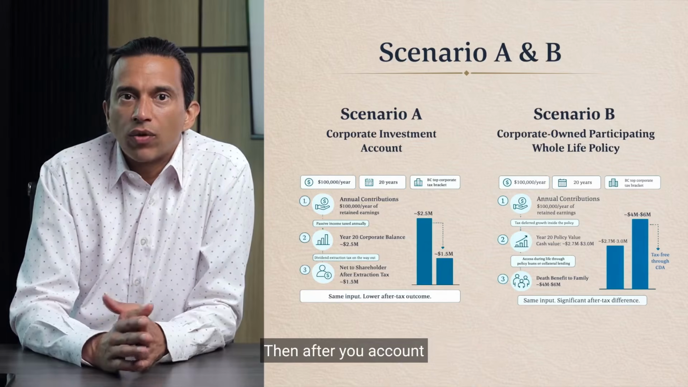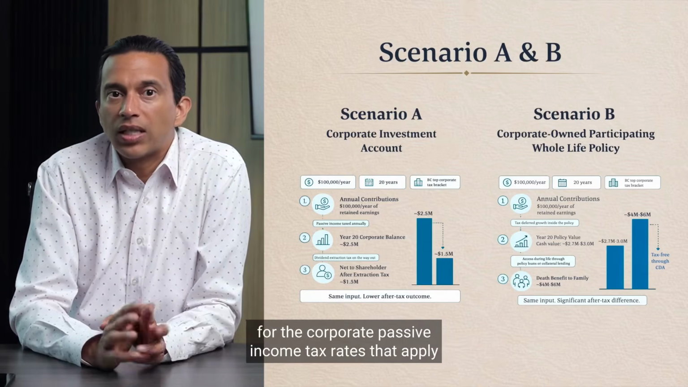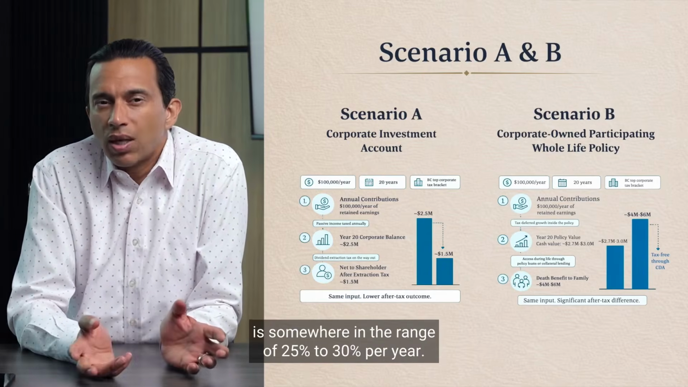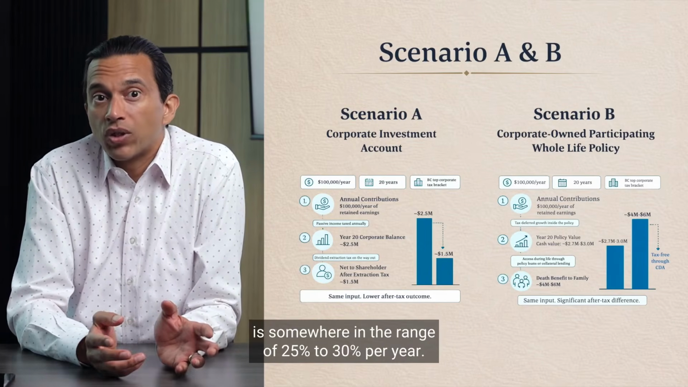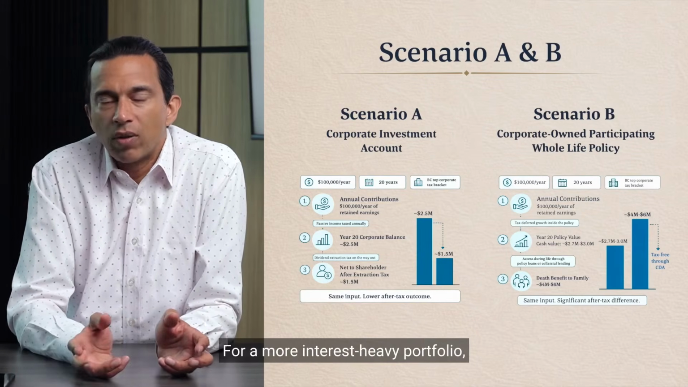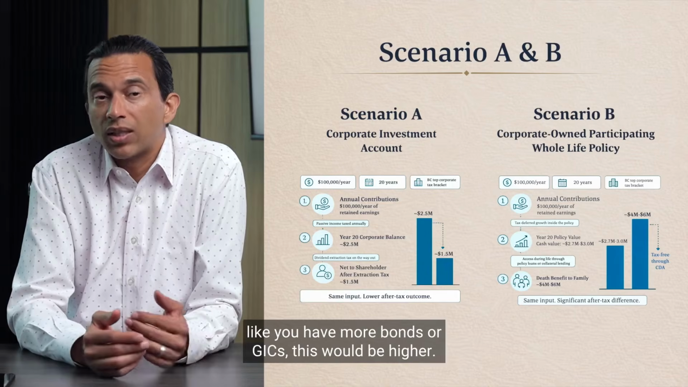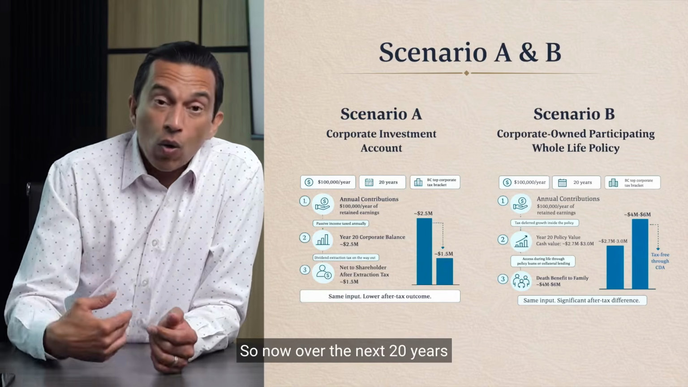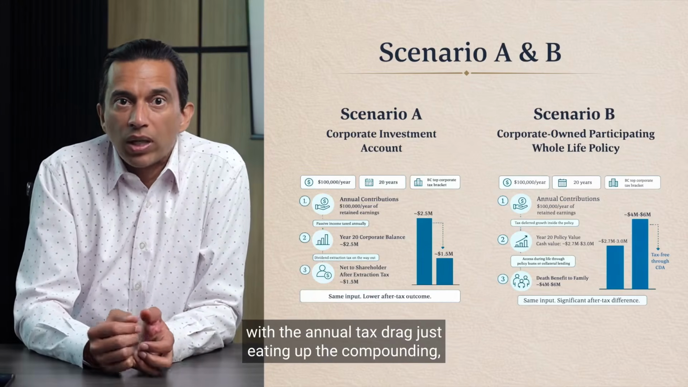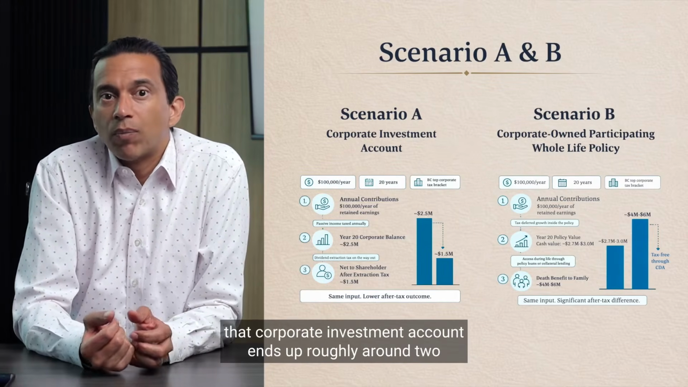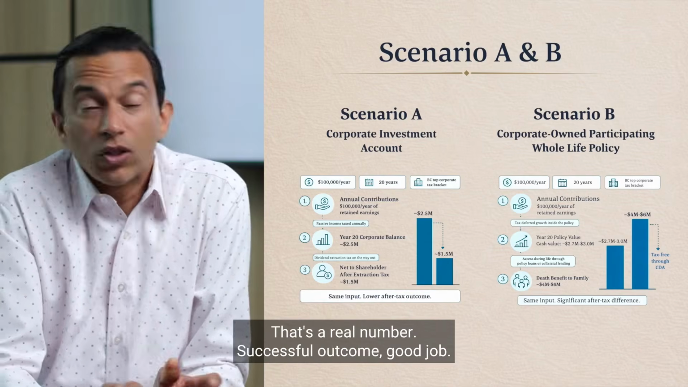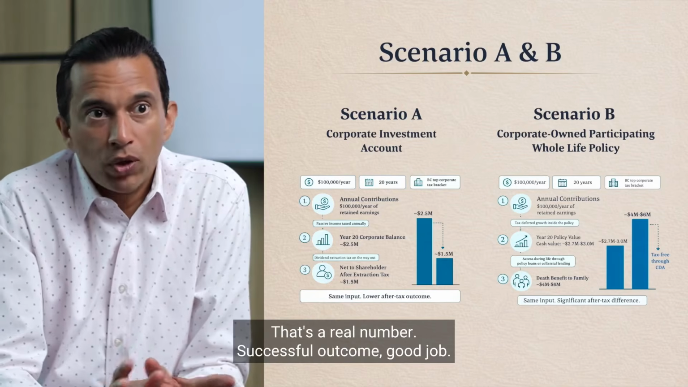After you account for the corporate passive income tax rates that apply to each type of income, the net effective tax drag on the portfolio is somewhere in the range of 25 to 30% per year. And this is optimistic, right? For a more interest-heavy portfolio, with more bonds or GICs, this would be higher. So over the next 20 years, with the annual tax drag eating up the compounding, that corporate investment account ends up at roughly $2.5 million on the balance sheet. That's a real number, a successful outcome, good job.